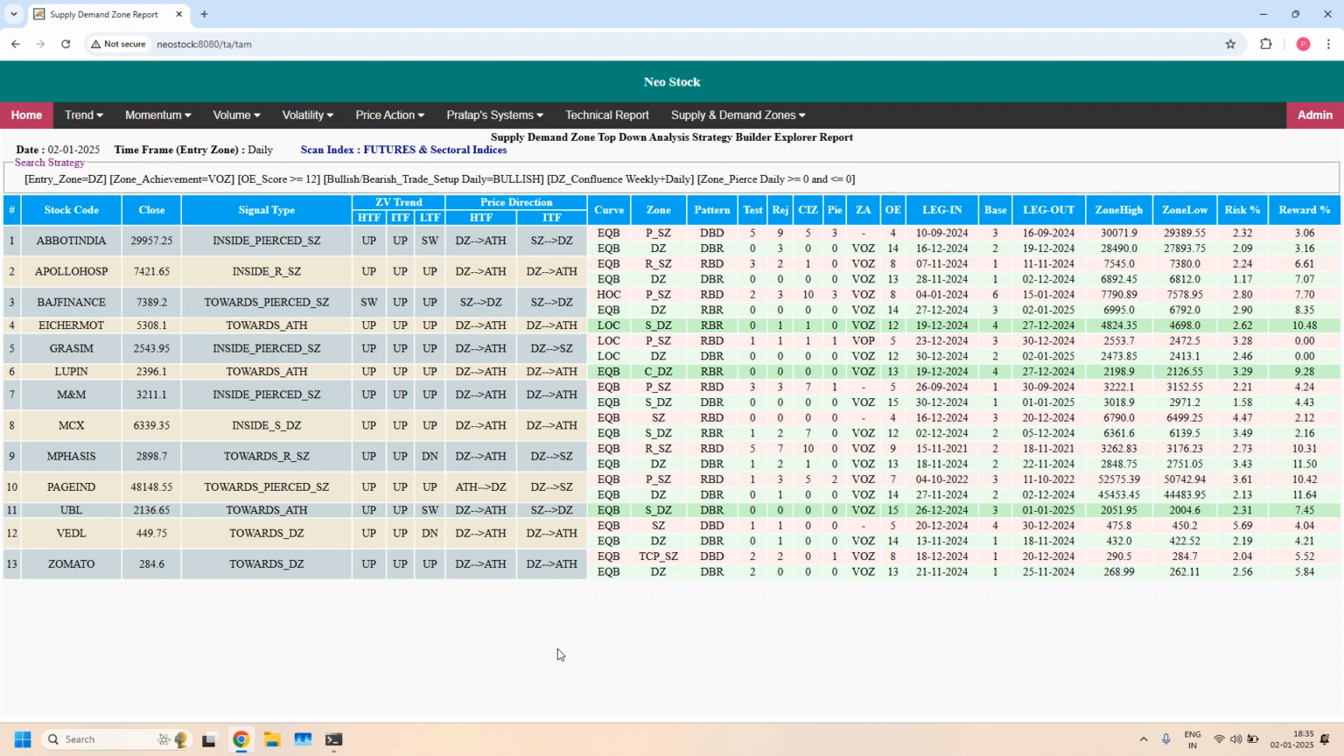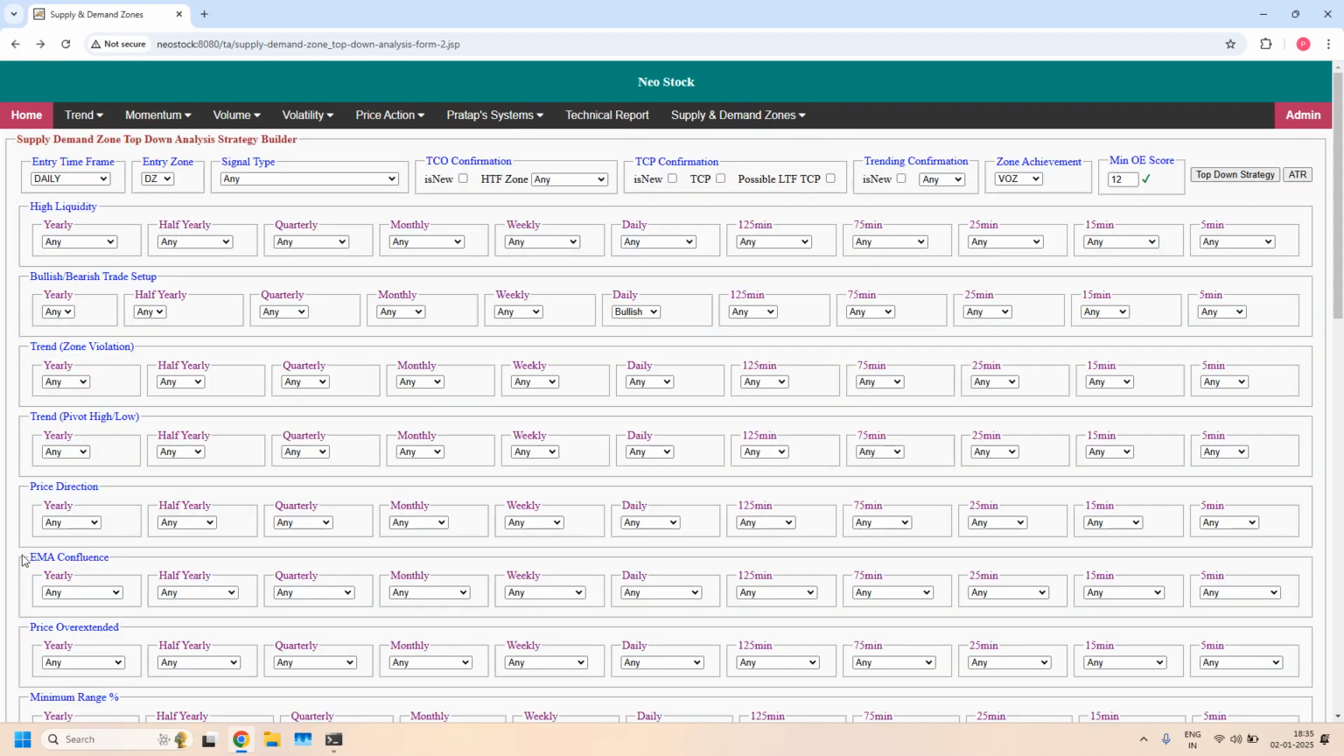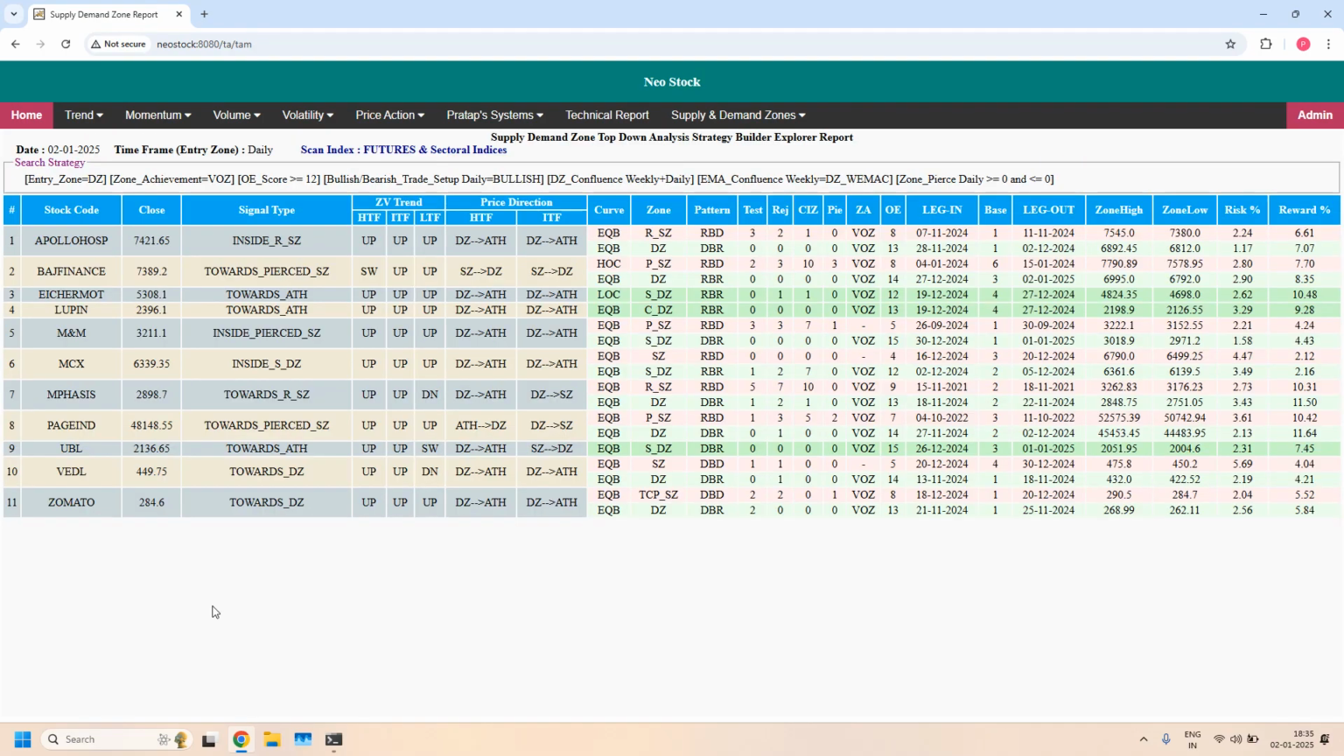Because they are part of weekly, if weekly zone is having weekly EMA confluence, they are even more high probability trade setup. Moreover, weekly trend is up in all the stocks, that is ITF trend. So let's set that filter in the EMA confluence. Weekly time frame, because daily is part of the weekly zone. So I am setting the filter weekly demand zone having weekly EMA confluence. With this filter, we got 11 stocks. So these 11 are even more high probability trade setup supported stocks.